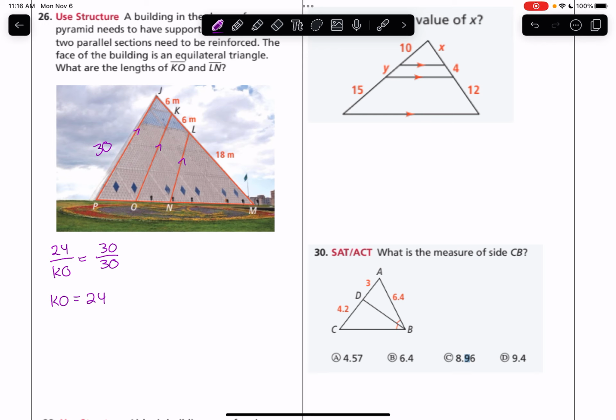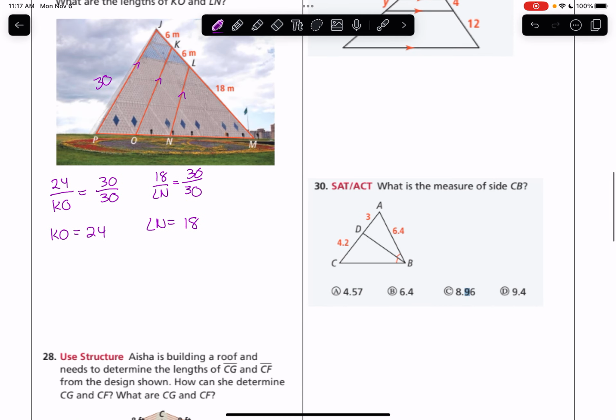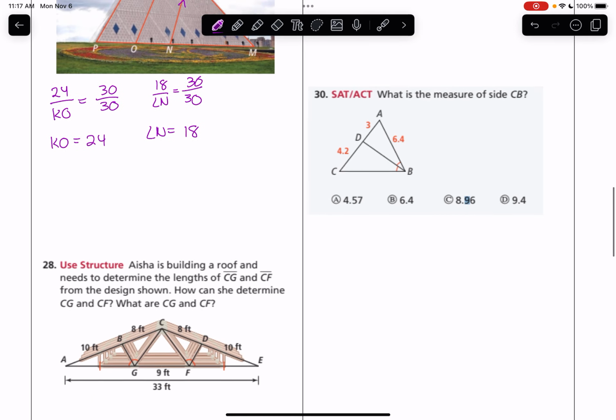Okay? So then we want to find LN, and there's LN right there. And I know that LN is going to be another piece of equilateral triangle. So if I did 18, that side length, over LN, that would be equal to 30 over 30 again, which makes LN equal to 18. So those are just smaller equilateral triangles that are similar to our large equilateral triangle.